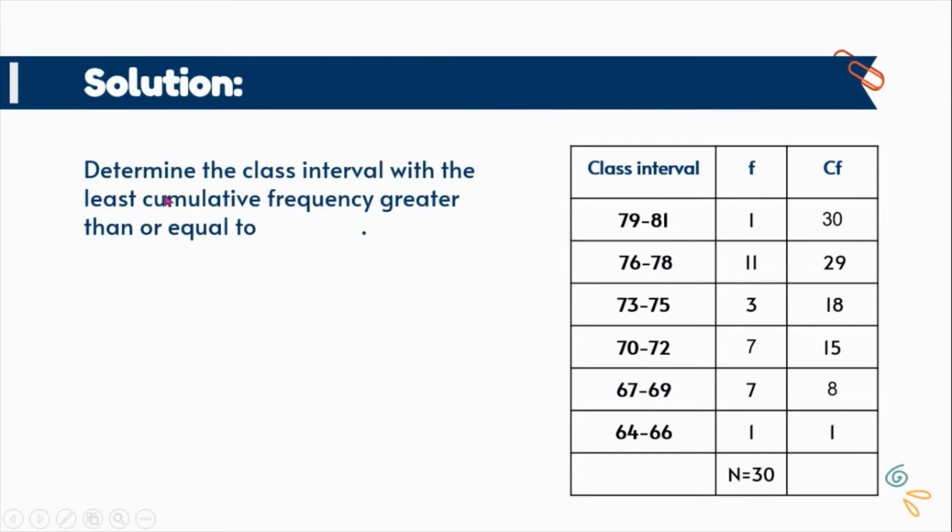Next, determine the class interval with the least cumulative frequency greater than or equal to Kn over 4. Our Kn over 4 is 7.5. So the cumulative frequency greater than 7.5 is this 67 to 69 with cumulative frequency 8. Now this is our first quartile class or the Q sub 1 class.